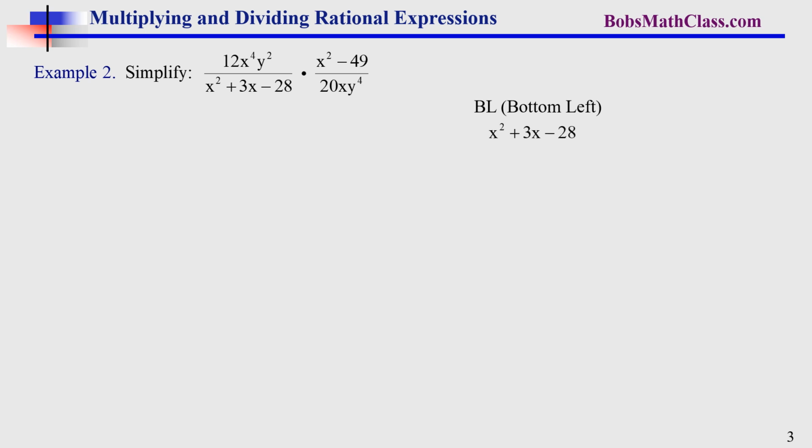So let's factor the bottom left. That's x squared plus 3x minus 28. You know how to do that. You look for the factors of 28. There's 1 and 28, 2 and 14, 4 and 7. We want to find the pair that subtracts to be 3. Right, 4 and 7. So that first denominator that we factored, the bottom left, is x plus 7 times x minus 4. We have one more to factor, right? The top right.